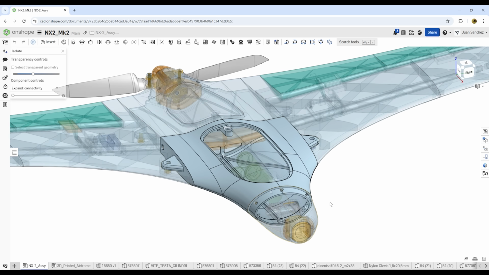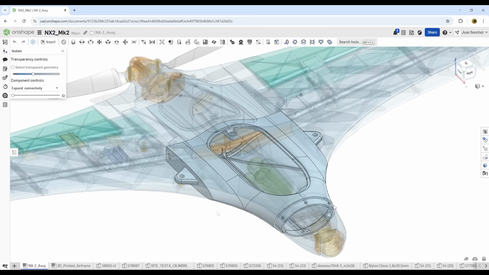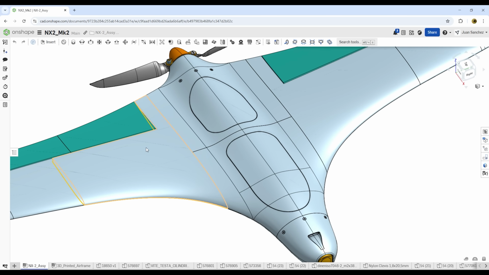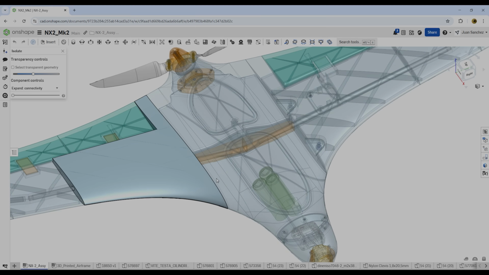With the geometry locked and the airframe fully defined, it was time to move from simulation to real fabrication. Finally, the fun part, let's build the ultimate flying wing.